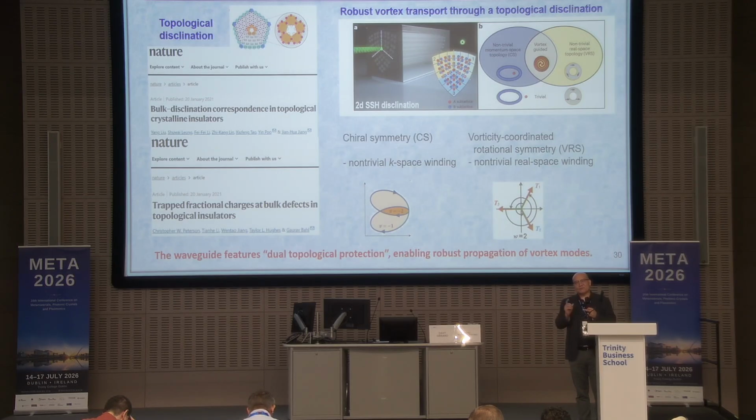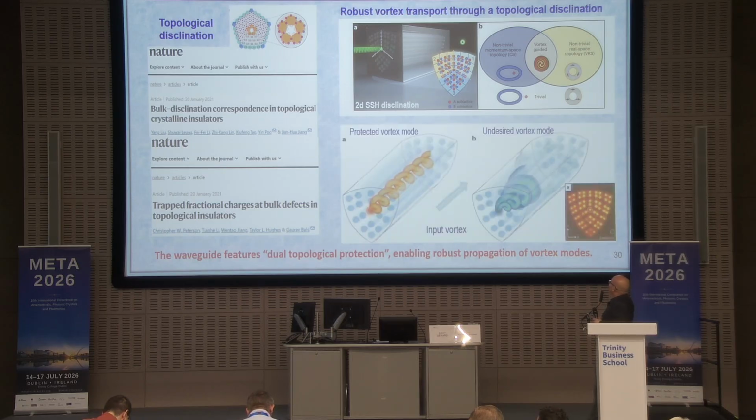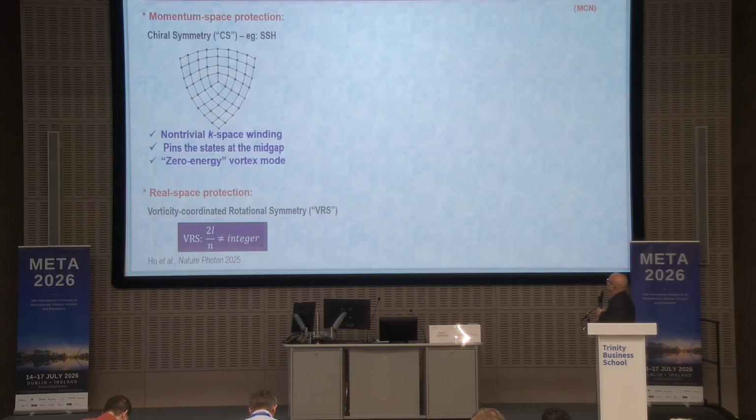But real space protection is a little bit of a challenge, and I will not have the time. Roughly, not any vortex can match any rotational symmetry. You need a relation where the total angular momentum matches the rotational symmetry of the lattice. So this is just an illustration to show you when the vortex is guided versus not guided, or divergent.